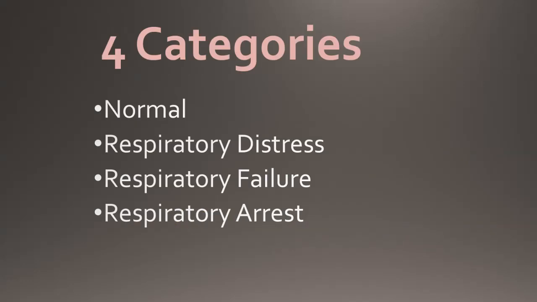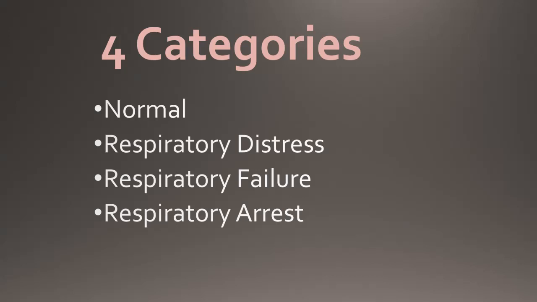There are four categories that our patient can fall in when we're looking at their respiratory status, that airway and breathing. Number one, it could be normal, in which case we're going to move on with our assessment and see what other issues we have to deal with. The second one is they could be in respiratory distress. This means that they're working to breathe. There's a bit of an issue there, but they are still perfusing adequately. We're going to talk about these in detail in just a second.